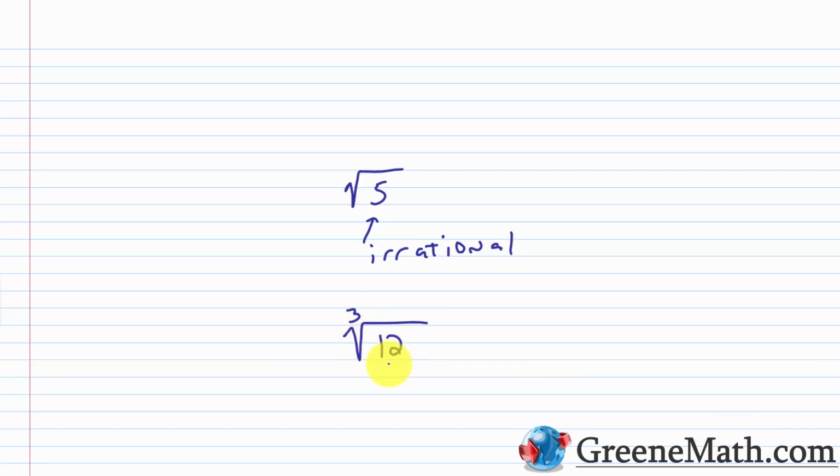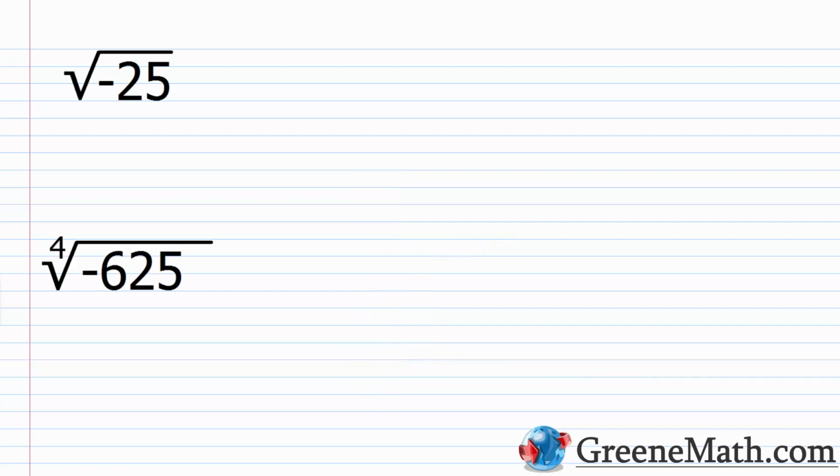12 is not a perfect cube. There's no rational number that I can cube to get 12, okay? So that means if I take the cube root of that, it's going to be irrational, okay? So the last scenario you're going to deal with is a radical that represents something that is not real.